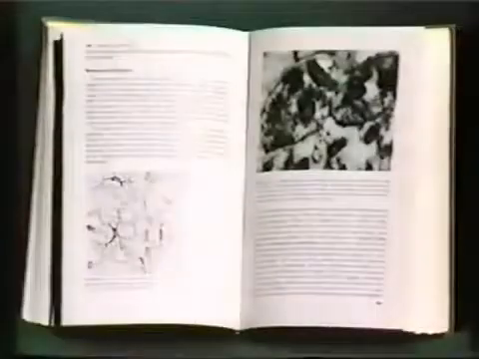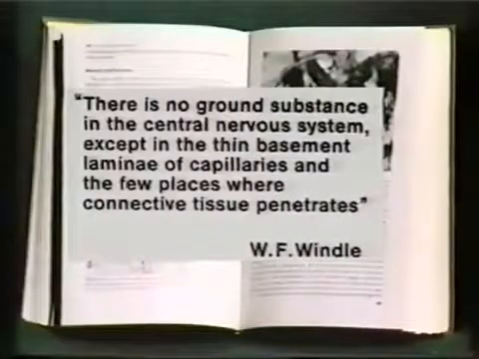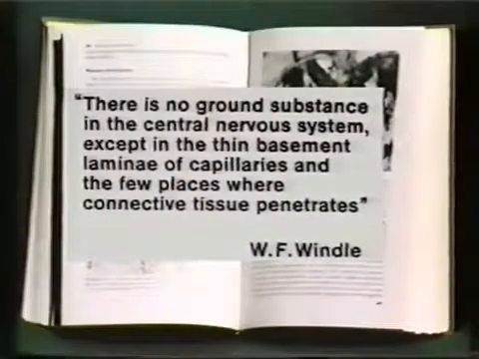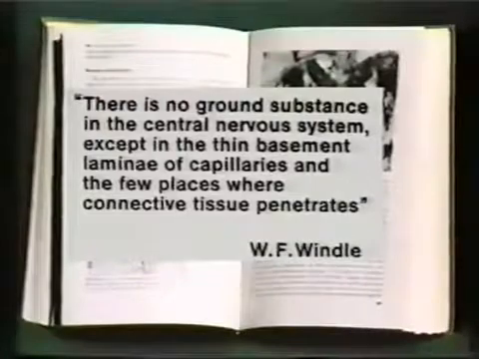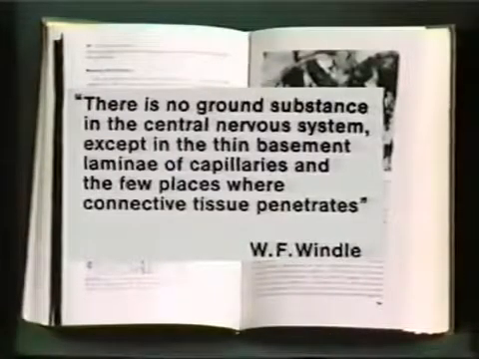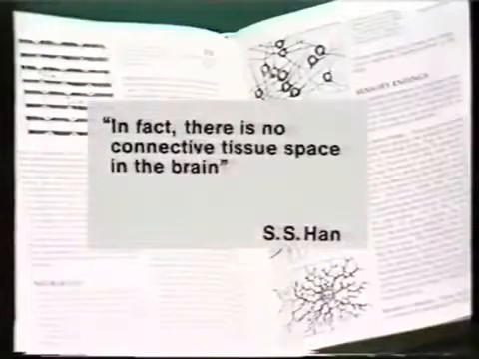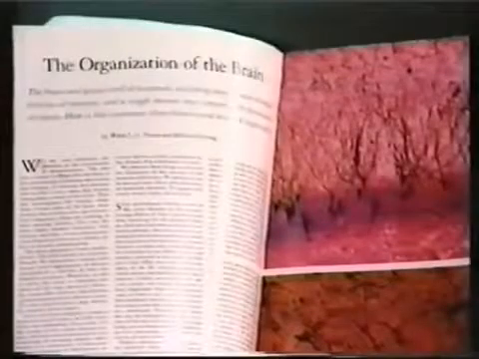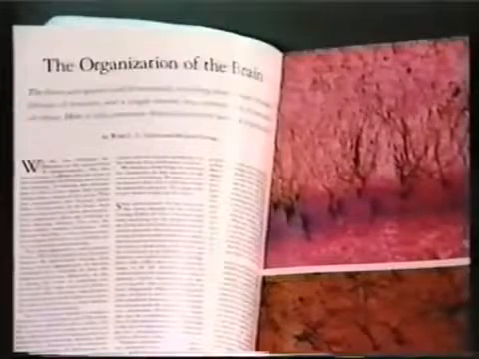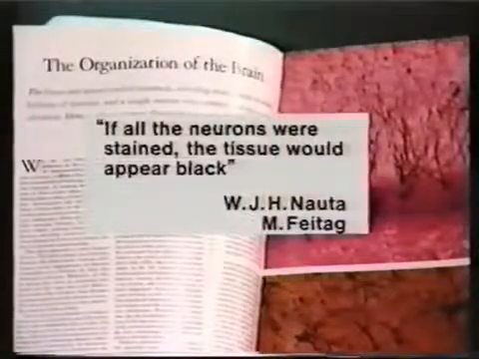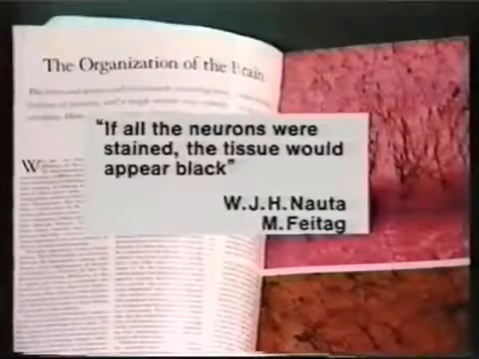For example, Windle, an authority on neuroglia, said, "There is no ground substance in the central nervous system, except in the thin basement laminae of capillaries, and the few places where connective tissue penetrates." While Hahn, in his textbook of histology, tells us, "In fact, there is no connective tissue space in the brain." Nauta and Feirtag, in an issue of Scientific American devoted wholly to the brain, take this further by stating, "If all the neurons were stained, the tissue would appear black."